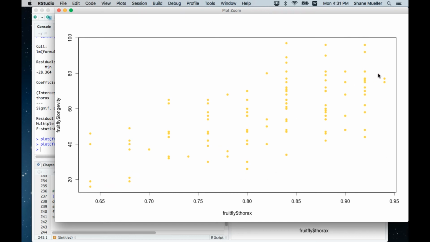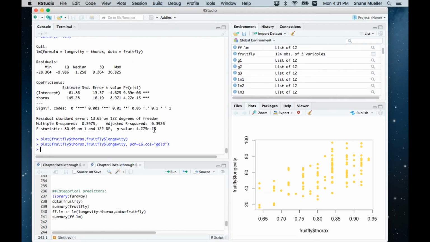fact that if we take this line and project it way over here to 0, that it's negative is sort of immaterial. But what's interesting is if there is a positive relationship here. And the test shows, yes, there's a positive relationship, 145. So how do I interpret that? For every 1 unit of thorax size, the longevity goes up by 145.